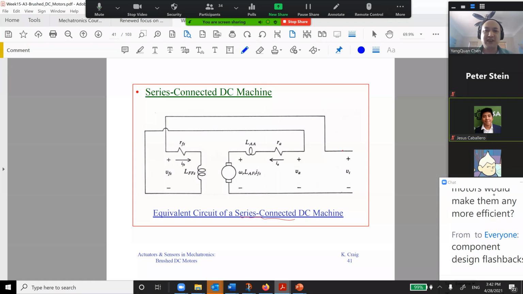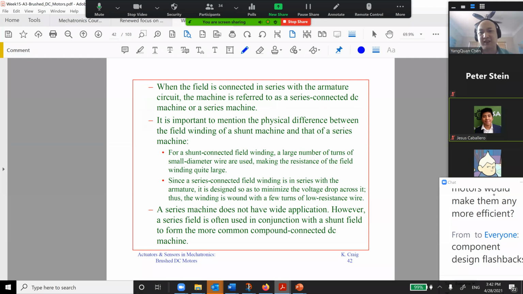There are also series connected DC motors. So this is the voltage provided, then you go through this field, then go to this armature. So it's called series connected DC motors. Again, they have different characteristics as well.